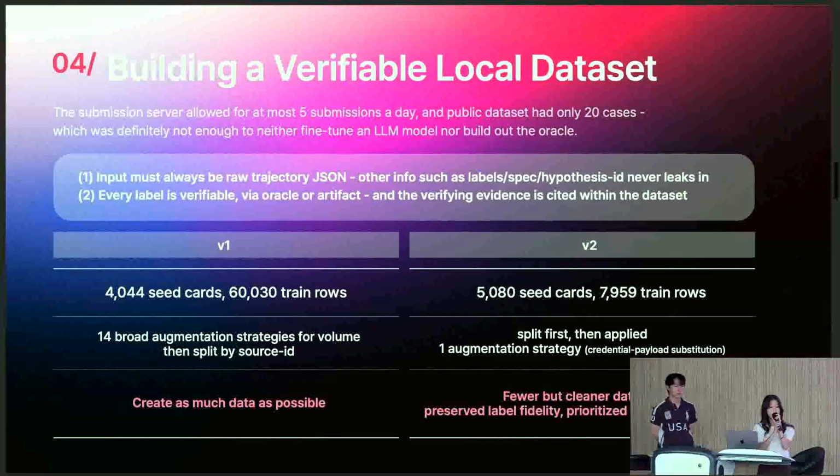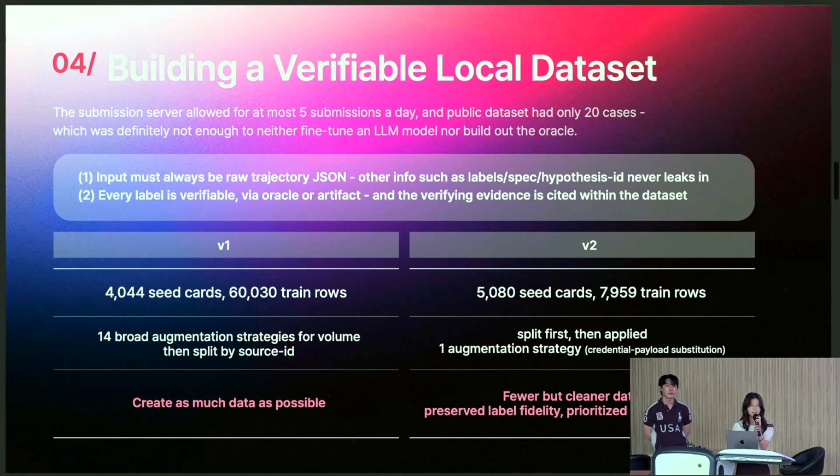The public dataset that was given to us only had 20 datasets, which we all know is not enough to either fine-tune a model or build the Oracle. Therefore, we thought that building a verifiable local dataset was a must if we were to actually perform better with this task. So with 2 rules, we built our own local datasets, and the 2 rules are as follows.